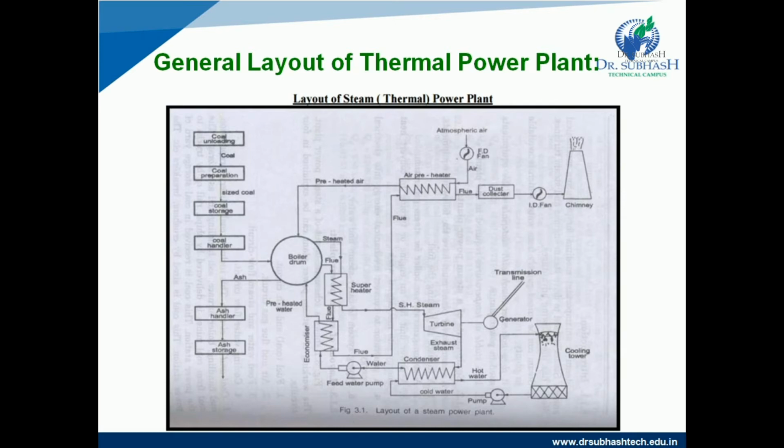Air preheater. The primary air fan takes air from the atmosphere and it is then warmed in the air preheater, and then the preheated air is injected with the coal in the boiler. The advantage of preheating the air is that it improves the coal combustion.